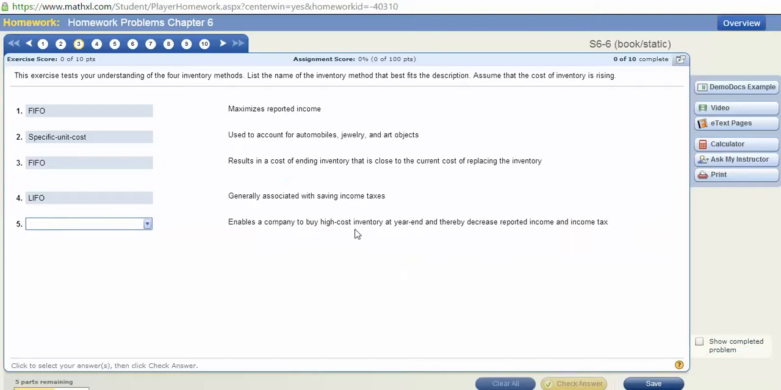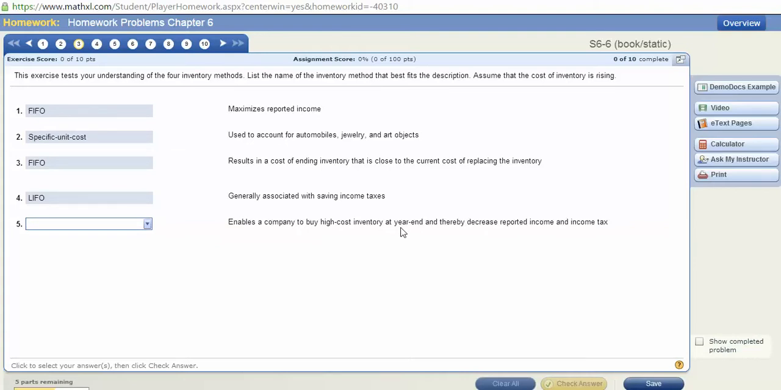Okay, enables a company to buy high-cost inventory at year-end and thereby decrease reported income and income tax. So this is exactly saying, this lets a company buy high-cost inventory at year-end. So you're at the end of the year and you're buying inventory that's really, really high in cost. Maybe prices have really gone up.